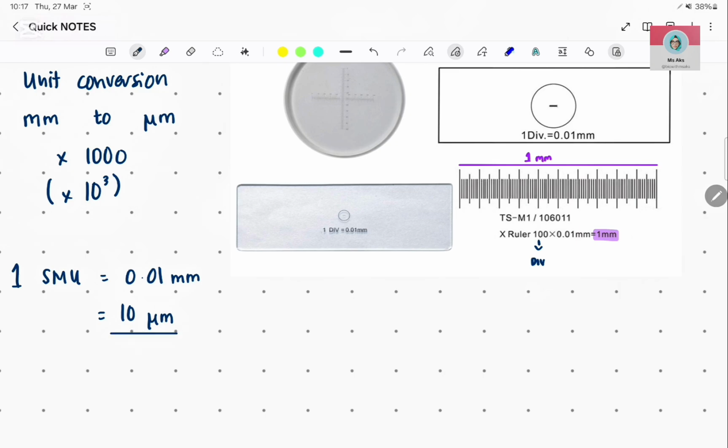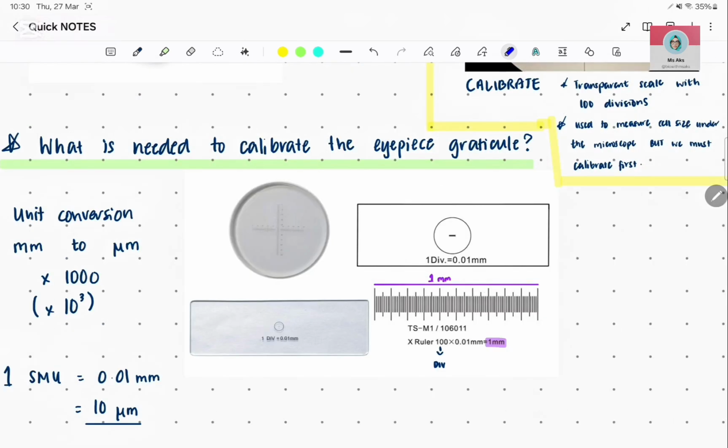Okay, so how is that going to be useful? This 10 micrometers unit, we're going to use this value that we know, the division unit, to calibrate the eyepiece graticule. How do we do that? The first thing we are going to do is put this stage micrometer onto the stage of our microscope.